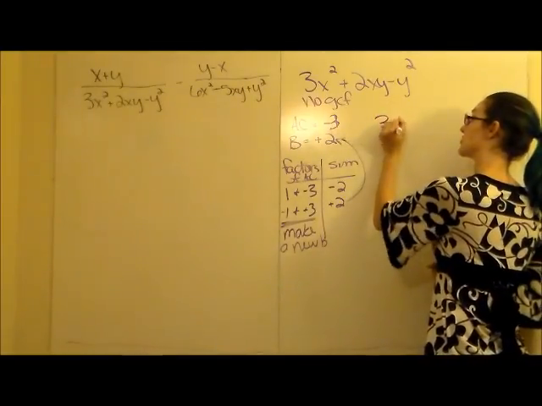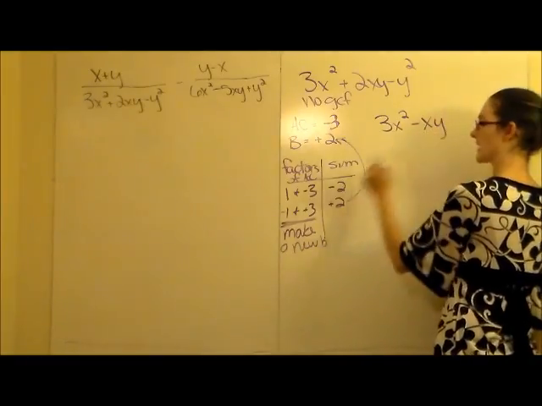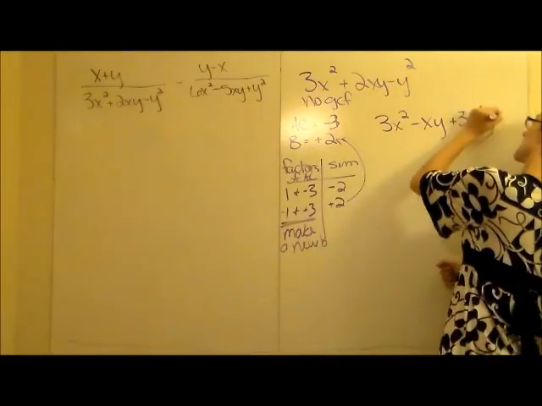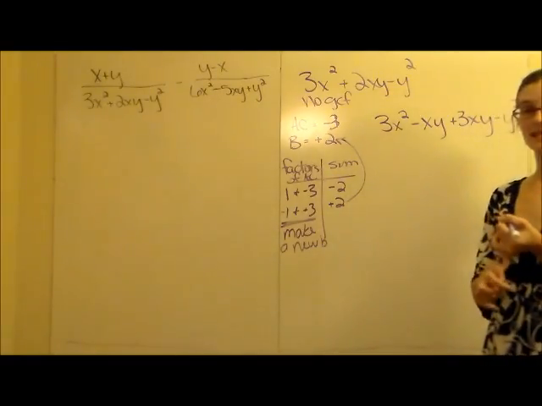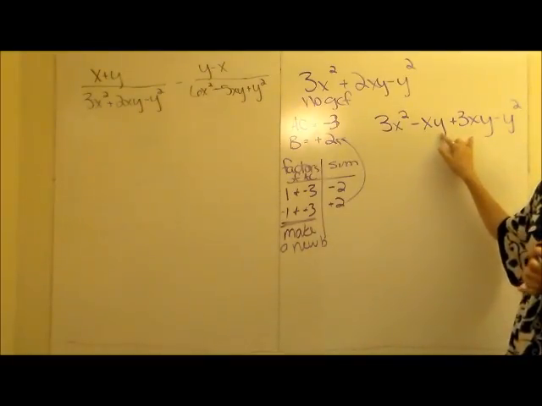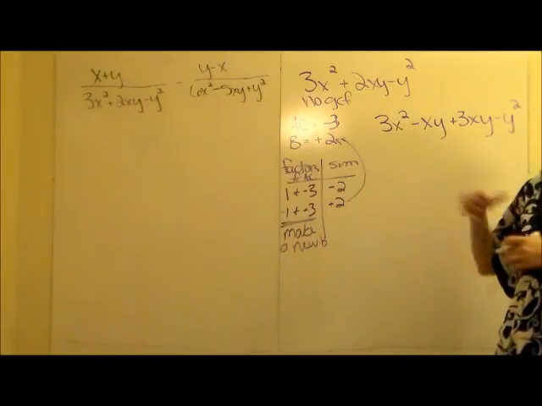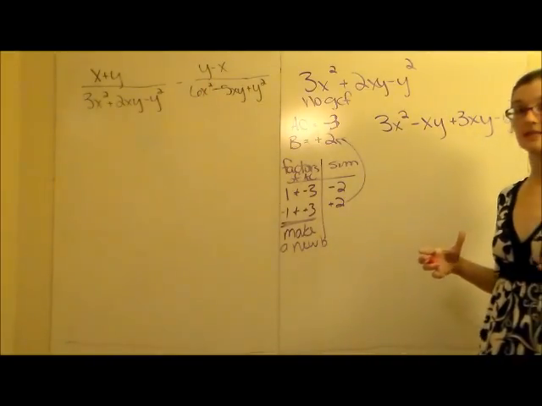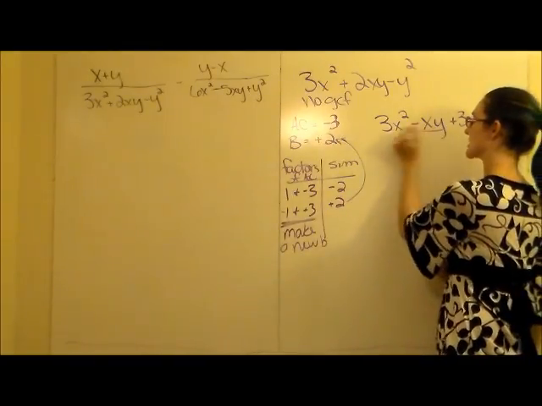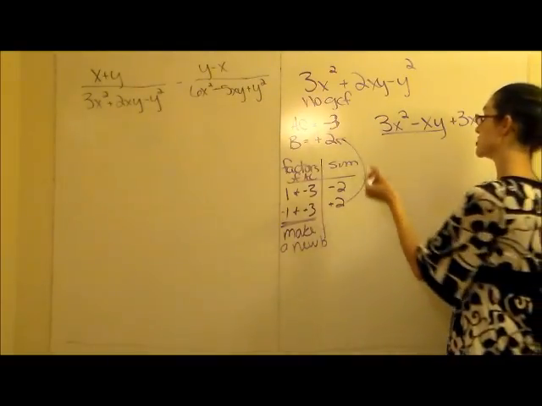So this is going to give me 3x squared minus xy plus 3xy minus y squared. A stays the same, C stays the same. The only thing that changes are your B's. Instead of positive 2, we have negative 1 plus 3. Same thing, we're just writing it a little bit differently. For the AC method, our next step is grouping. We now have 4 terms, so it is grouping. We're going to do the GCF.